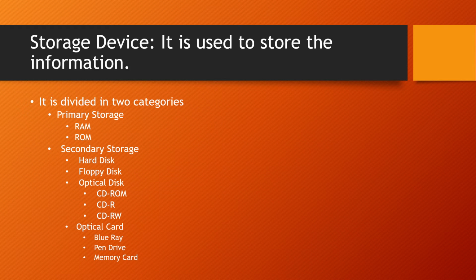Next is the storage device. It is used to store information on a computer system. It is divided into two categories: primary and secondary memory. Primary memory contains RAM and ROM, while secondary memory contains hard disk, floppy disk, and optical disk. Optical disk further contains CD-ROM, CD-R or CD rewritable, and optical card contains Blu-ray, pen drive or memory card.